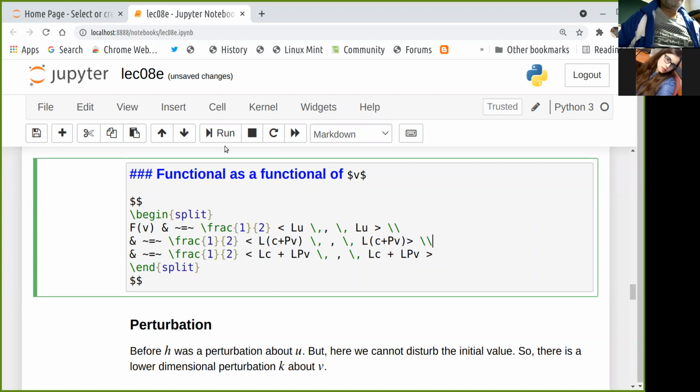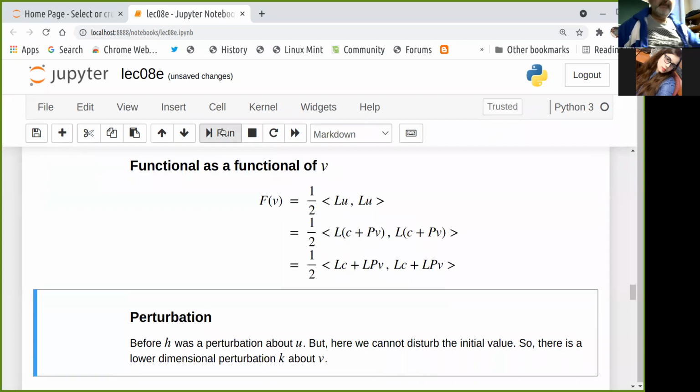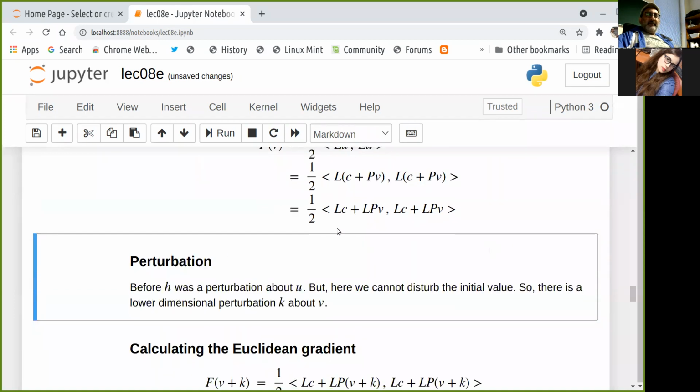It's always better to have too much in your solution rather than too little. So, okay, I'll replace u by c plus Pv, and then this is what it looks like. It's a compact form: this constant vector Lc plus LPv in an inner product with itself. Is that okay?